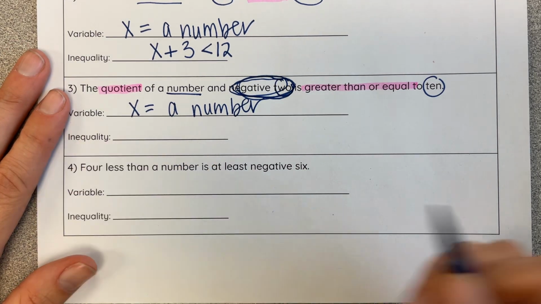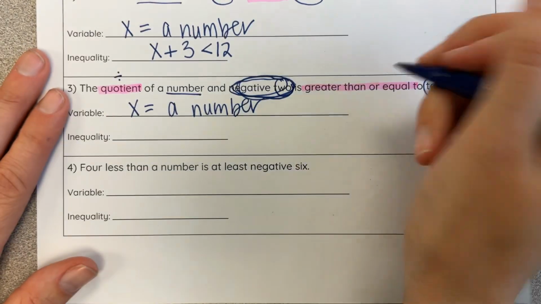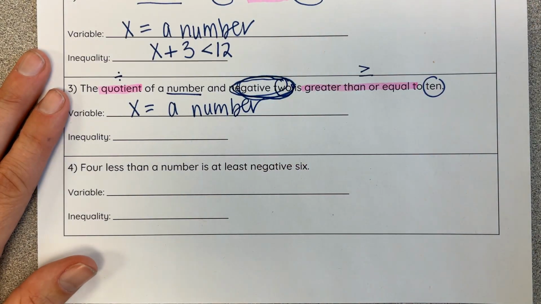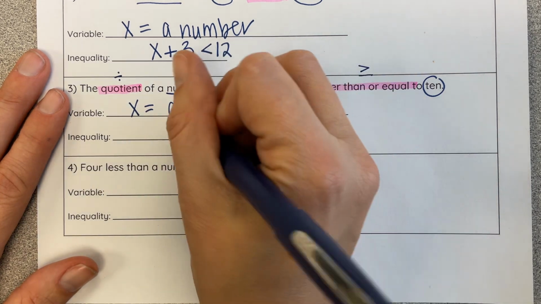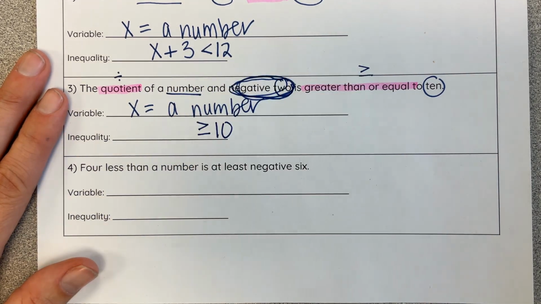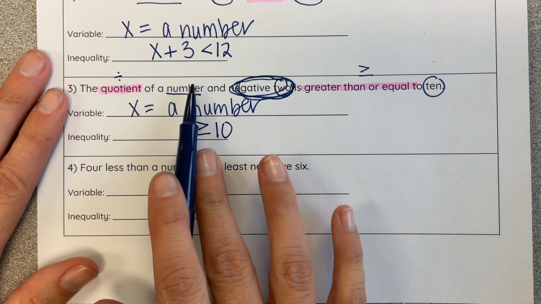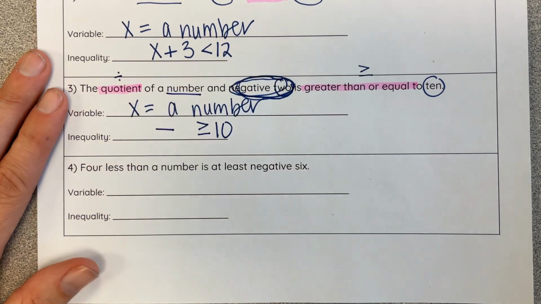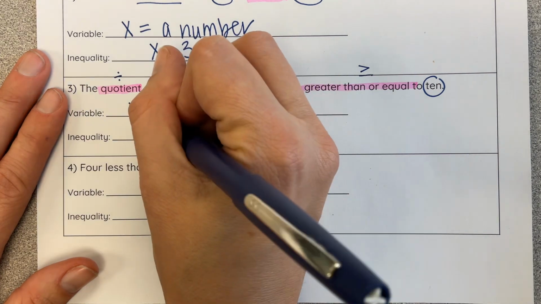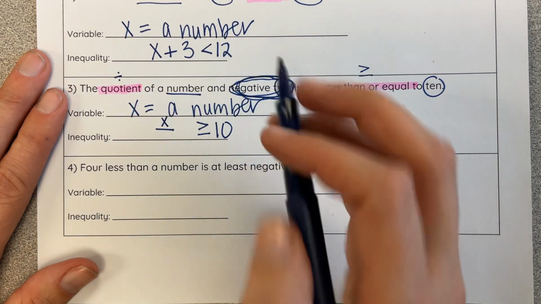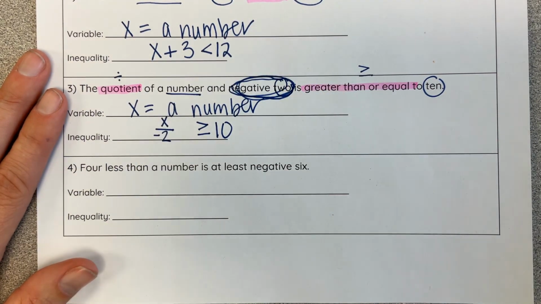So quotient tells me division, greater than or equal to tells me the inequality symbol. It is greater than or equal to 10. And what is? The quotient of a number and -2. So quotient means division. We're not going to use the division sign. We're going to use a fraction bar with our unknown number over -2.